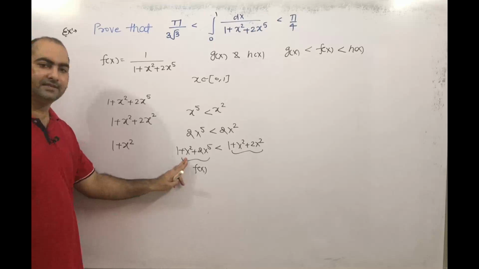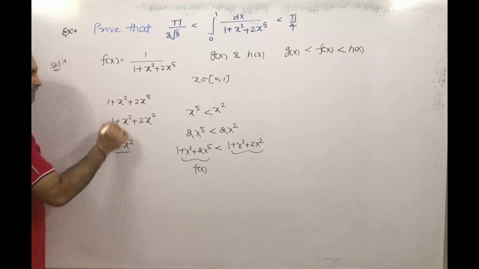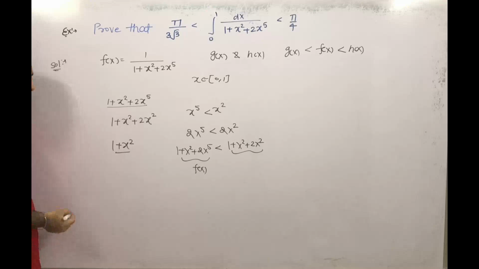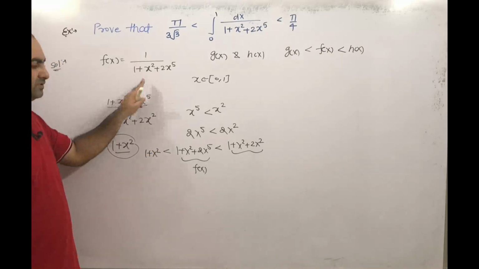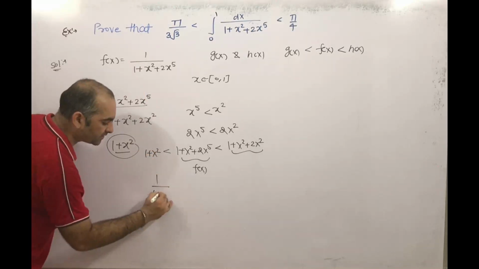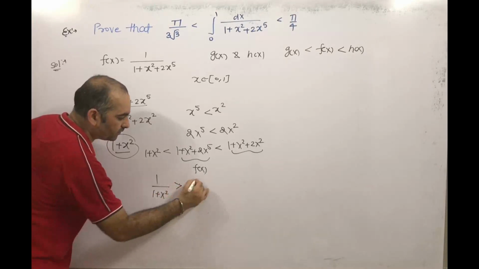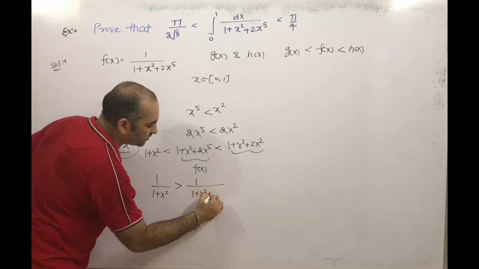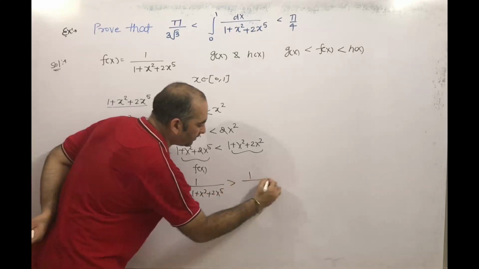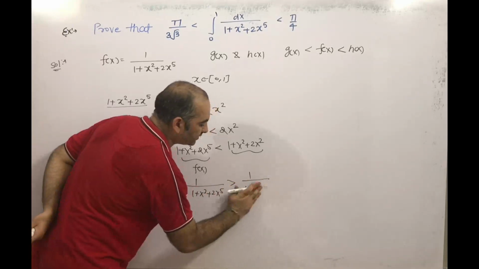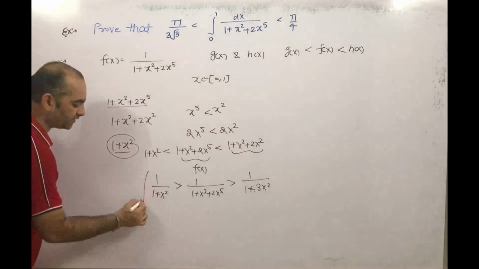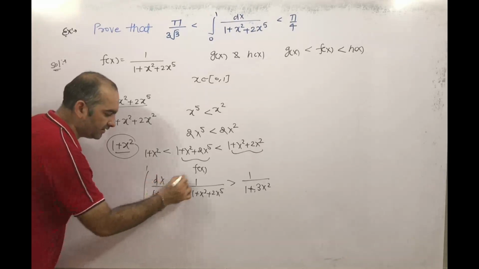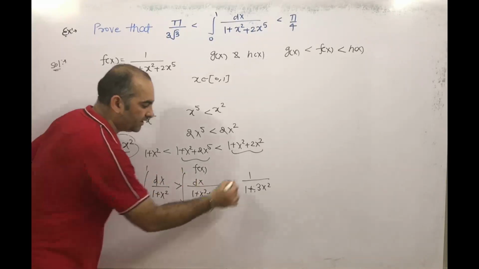Then we want a smaller function than this one. If we check 1 plus x² and 1 plus x² plus 2x⁵, definitely we can say this is smaller than this one. So we can say this is 1 plus x². Now here we want 1 divided by this one, so take reciprocal. 1 divided by 1 plus x² is greater than 1 divided by 1 plus x² plus 2x⁵, which is greater than 1 divided by 1 plus x² plus 2x², and we get 3x². Okay.